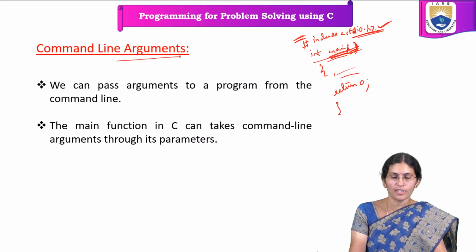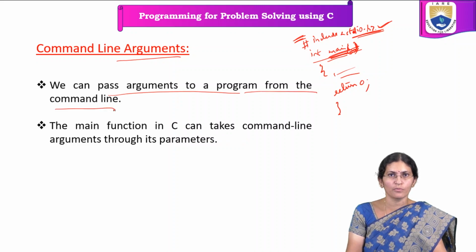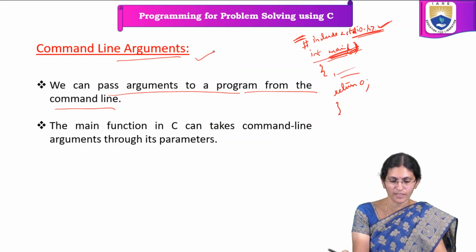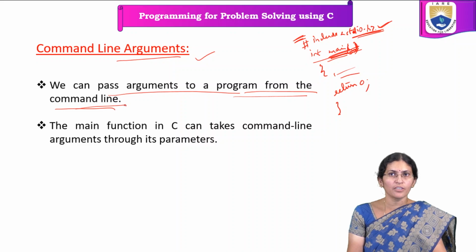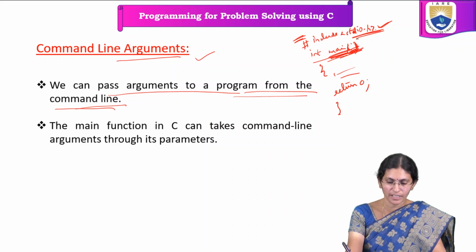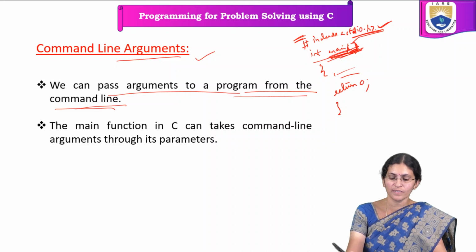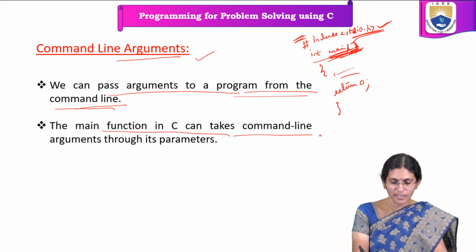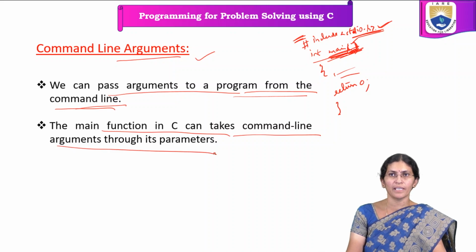Command line arguments are arguments, or you can say information, that we can pass to a program from the command line. If there are arguments in the main function, these arguments are to be passed from the command prompt. That is what command line arguments implies. The main function in C takes command line arguments through its parameters.